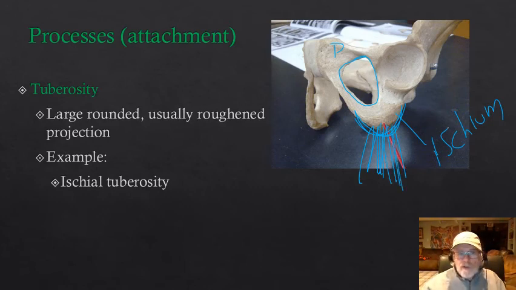Okay, so it's usually large, round. It's very rough. If you were to look at it and you actually feel it on a bone, it would be very rough in appearance. And why? It has little small depressions in it, little dents in that, and that's where the muscle could attach deeper inside those little areas. So that's a tuberosity, a large, rounded, usually roughened area on the bottom of a bone. Okay, that's called a tuberosity.